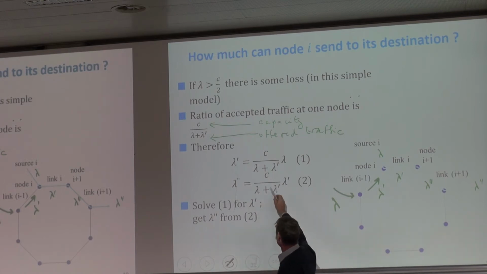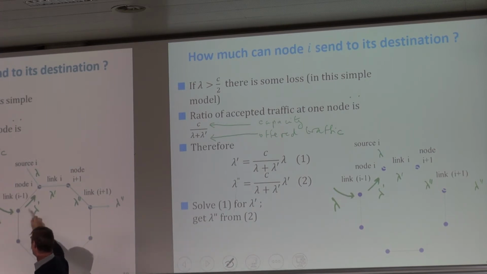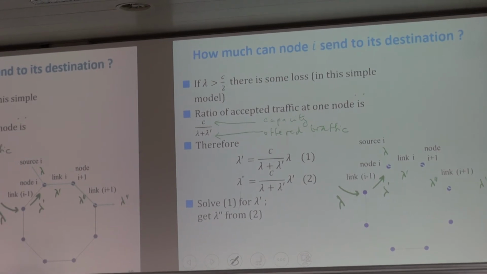Therefore, now I can apply this assuming I have the same proportion of loss for all flows. This will give me what goes out, lambda prime, when I put in lambda. I put in lambda. The lambda prime I obtain is equal to the acceptance rate multiplied by lambda. It gives me equation 1. Similarly, if I want to find lambda second, what comes after this link, on this link, what I'm offering is lambda prime. Because the thing is completely symmetric, the acceptance rate is the same, so I have the same formula to go from lambda prime to lambda second.